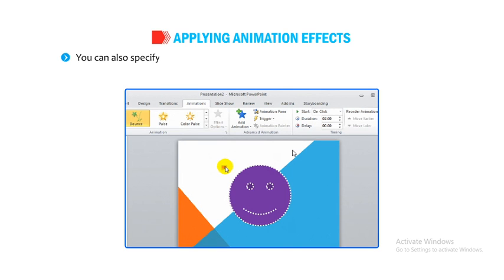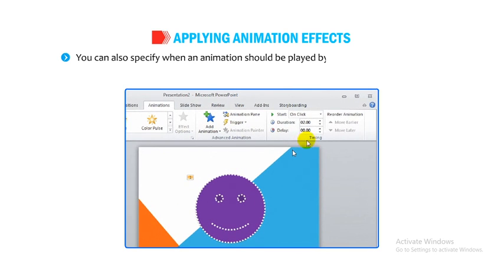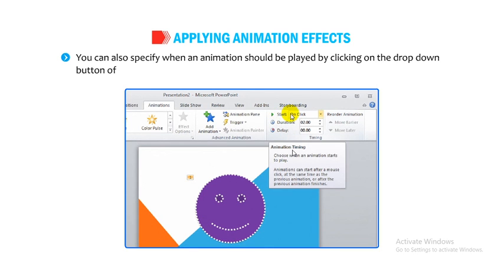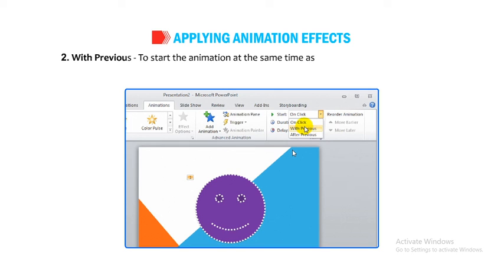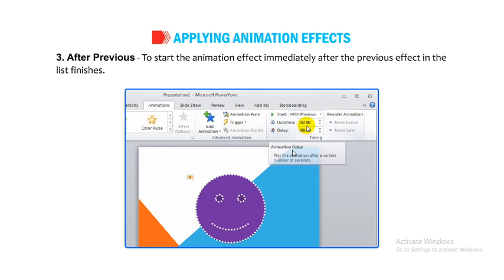You can also specify when an animation should be played by clicking on the drop-down button of the Start box in the Timing group and selecting any one of the displayed options. On click to start the animation after a mouse click. With Previous to start the animation at the same time as the previous animation effect in the list. After Previous to start the animation effect immediately after the previous effect in the list finishes.